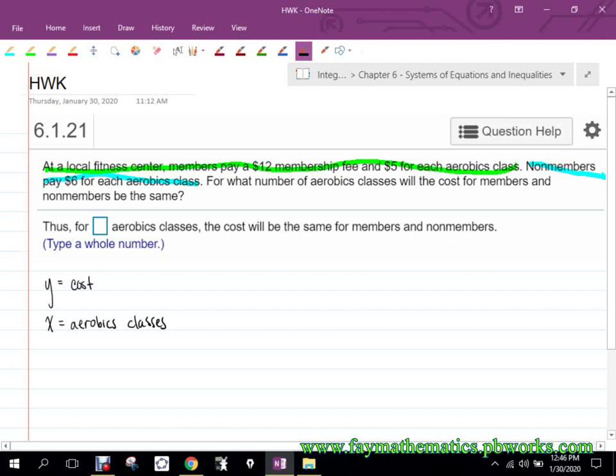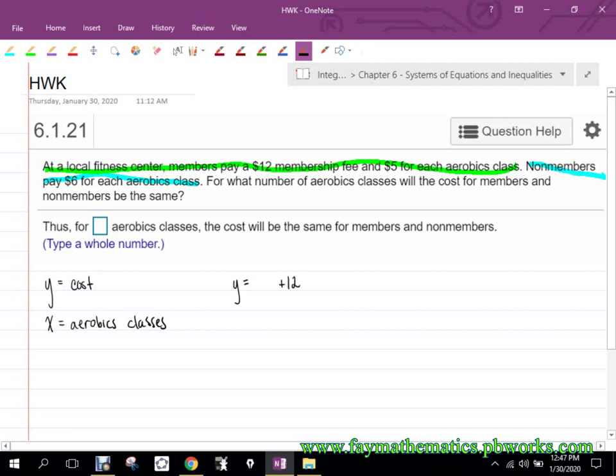Because the more aerobics classes I take, the more the cost is going to be, right? So we can see which one's supposed to be the independent and which one's supposed to be the dependent based off of knowing that the cost is going to rise based on how many classes you take. So let's look at the green one here, okay? If my cost is going to be dependent on how many classes I take, if I take no classes as a member, what is my cost that I have to pay to this place? $12, okay? You have to be a member, right?